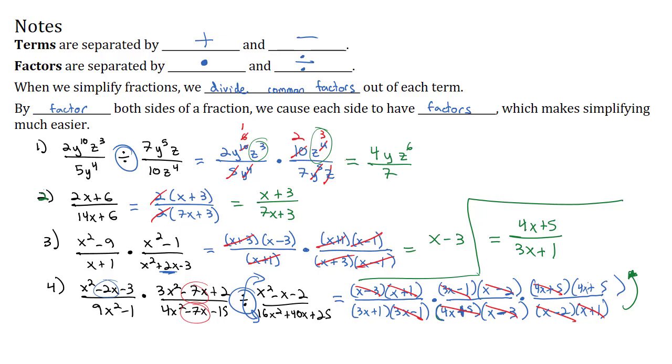The big key here is as we are simplifying, multiplying and dividing rational expressions, you have to factor first and then reduce. So take a look at doing some of these on the assignment and let your instructor know if you have any questions.